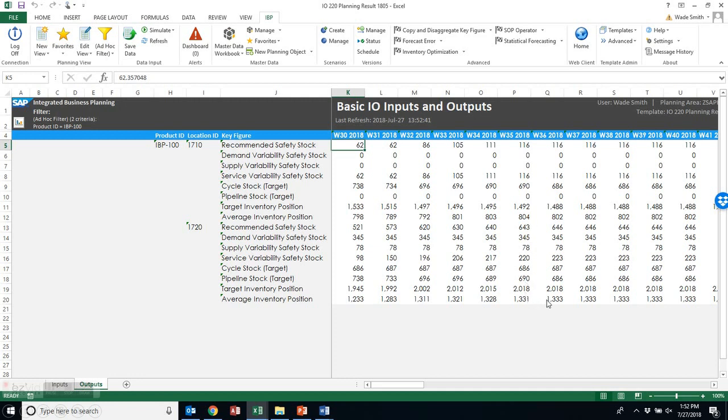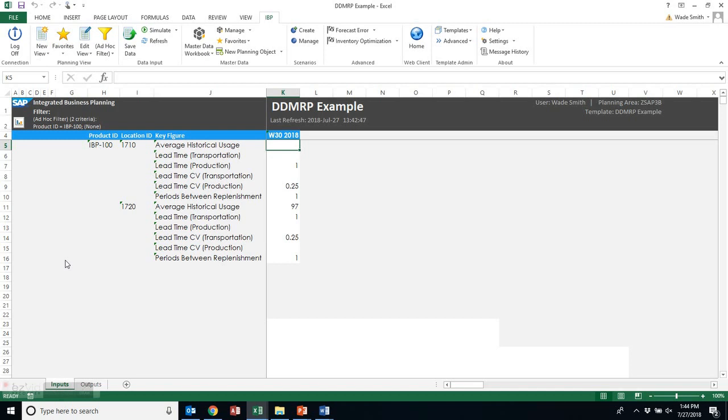2 other key figures are in play, the target inventory position and the average inventory position. Target inventory would represent what inventory needs to exist at the beginning of the period. The average is obviously for the average over the PBR lifecycle. So you can see for 1710, the production facility, you have a target inventory of 1488, and for the DC, you have 2018. That'll become important. Switching over to the DDMRP side, you can see that there's a new key figure, average historical usage, but you can see everything else is similar to IO.